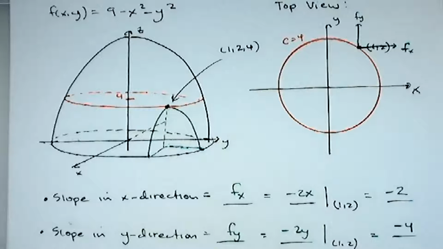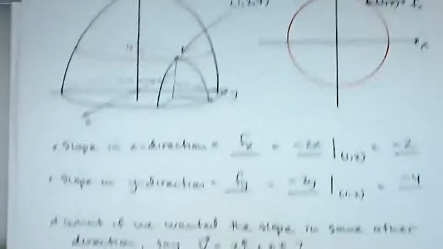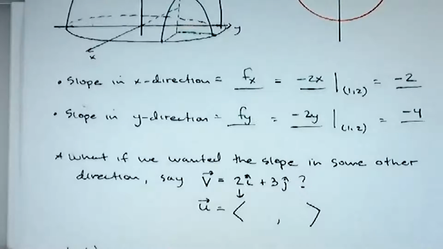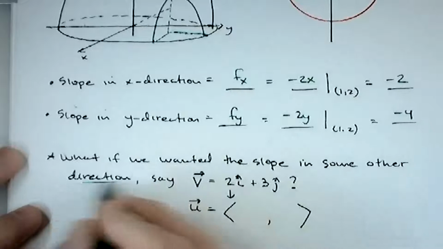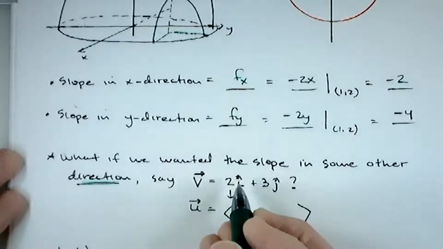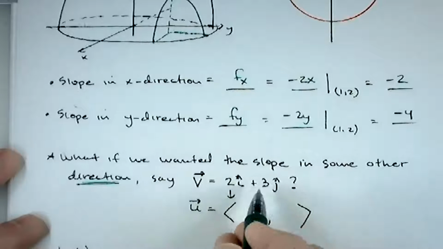So then here's now, we're going to allow ourselves, what if we wanted to find the slope in some other direction other than just the x direction? And so one way you can specify direction, we know, is with a vector, right? 2i plus 3j will point in a certain direction, at least in terms of x and y.